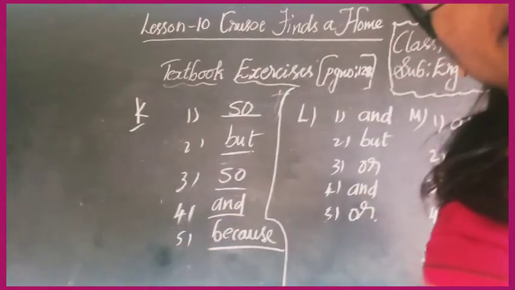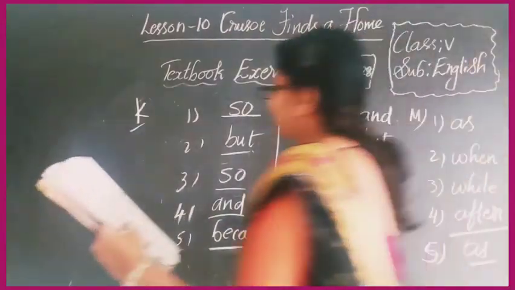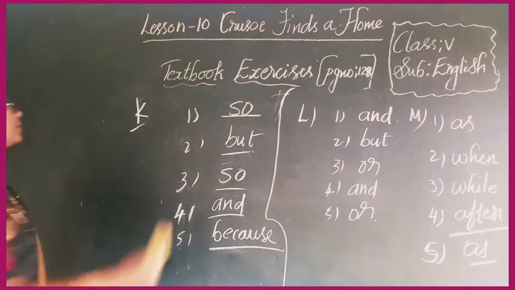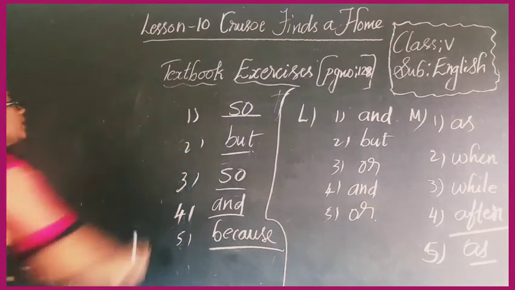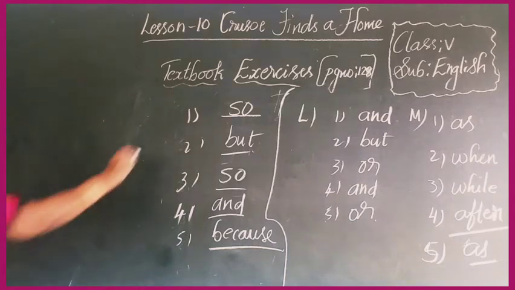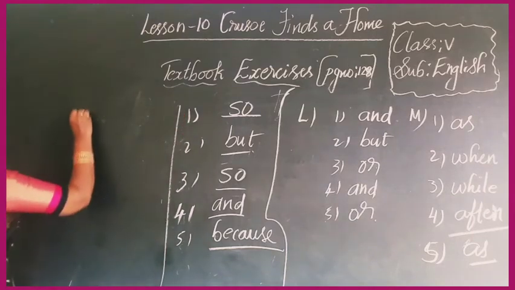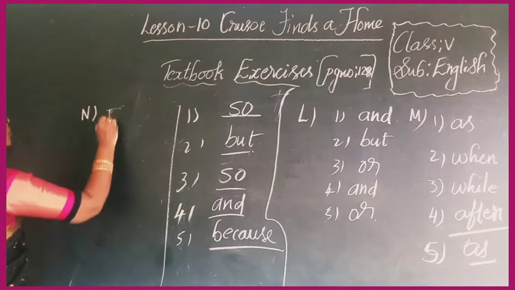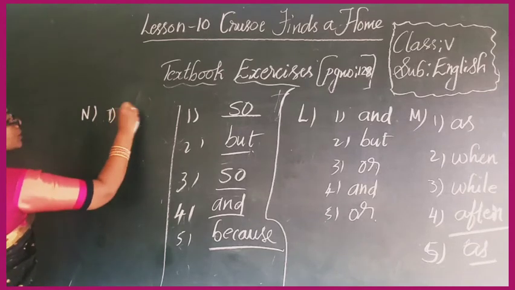Here. True or false. That is the young part. Now let me erase this K part. Let me erase K. Now I am going to write here the young part. First one false.